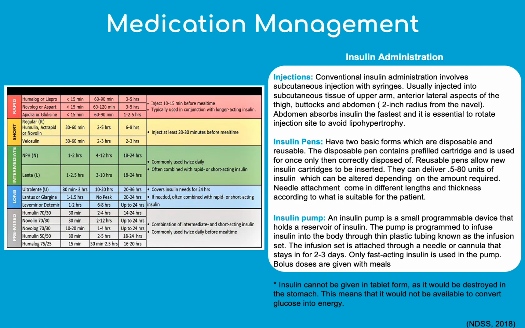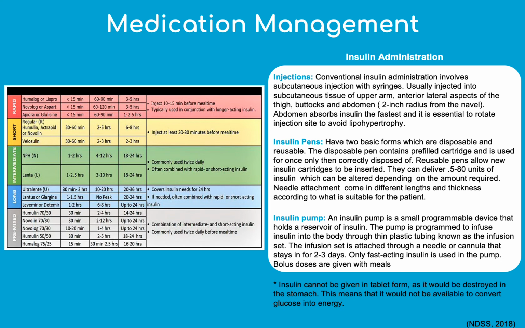Unlike with type 2 diabetes, insulin cannot be given in tablet form, such as metformin, as it would be destroyed in the stomach and would not convert glucose into energy. Injections are the most conventional form, as it involves syringes, and is usually injected in the subcutaneous tissue of the upper arm, anterior lateral aspects of the thigh, buttocks, and abdomen. The abdomen absorbs the insulin the fastest and it is essential to rotate injection sites to avoid lipohypertrophy, or lumps under the skin caused by fat buildup at the constant injection sites.